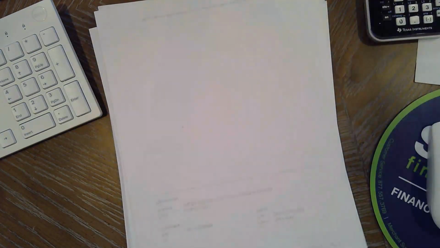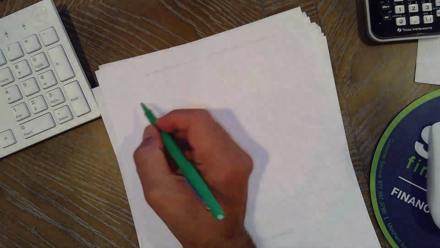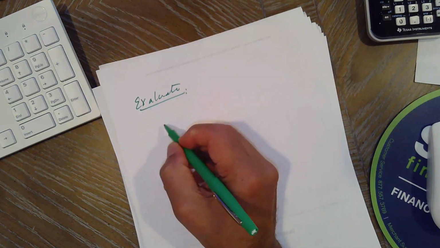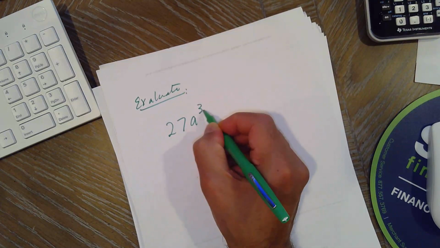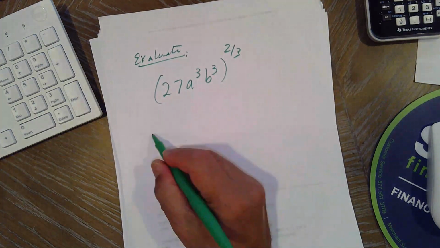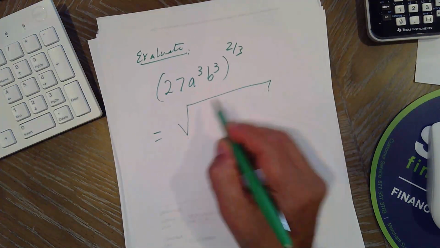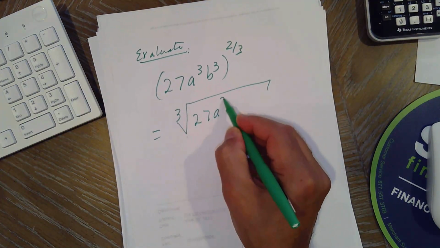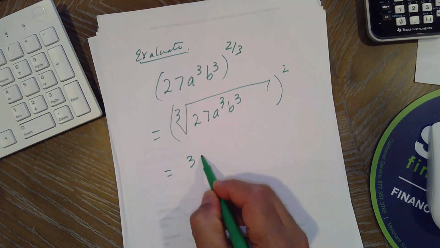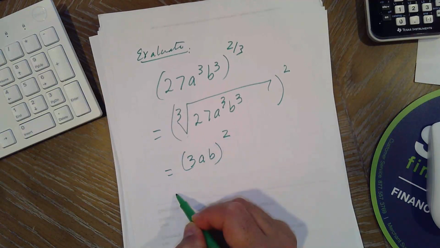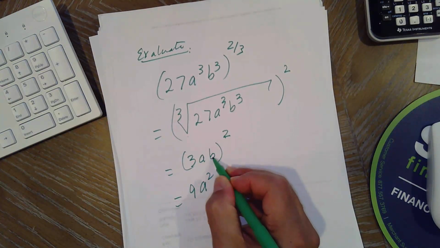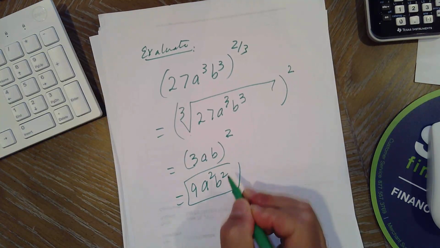Okay, so how do we evaluate 27 a cubed b cubed to the 2/3? Again, the bottom is the index, so it's a cube root of 27 a cubed b cubed, all squared. That's 3ab, but now we get to square everything. If you square the 3, you get 9. A squared is a squared, and b squared is b squared.